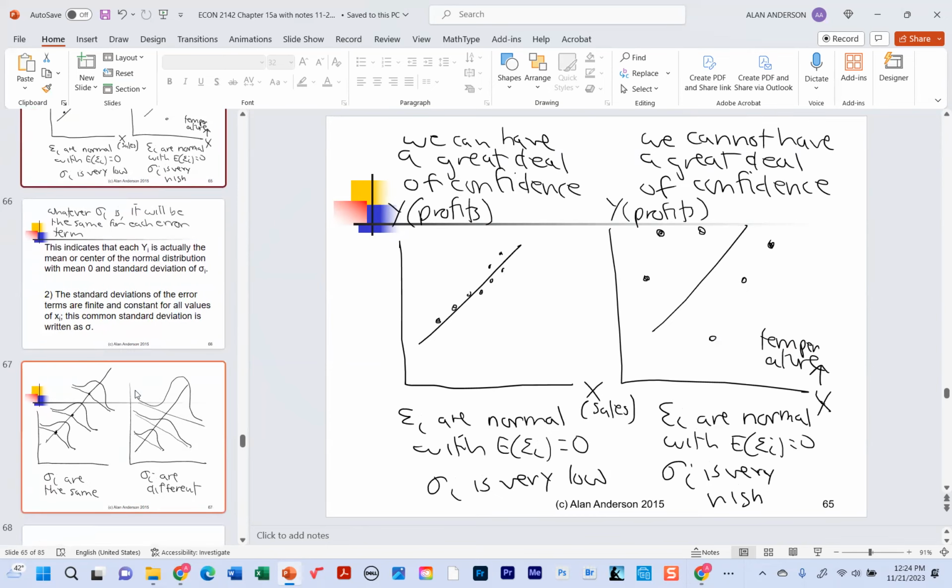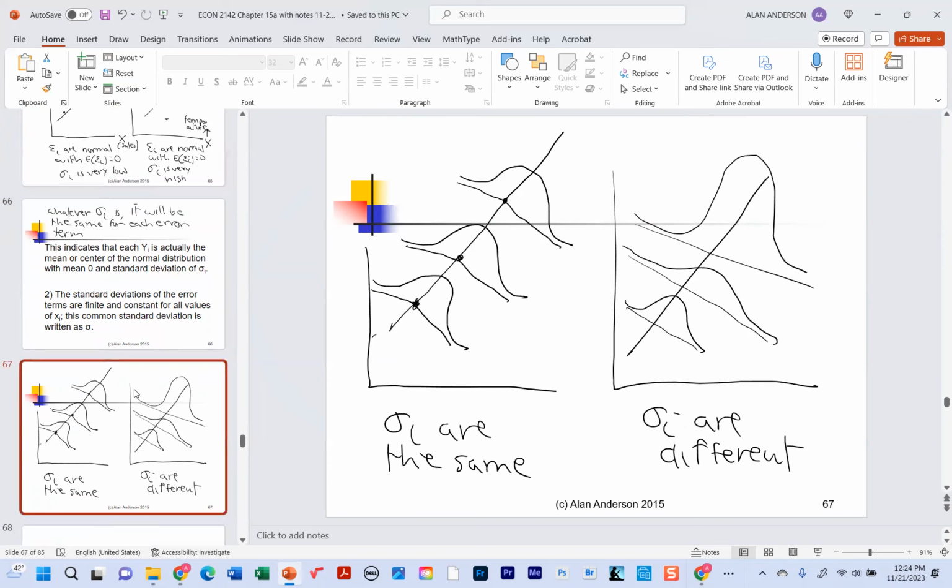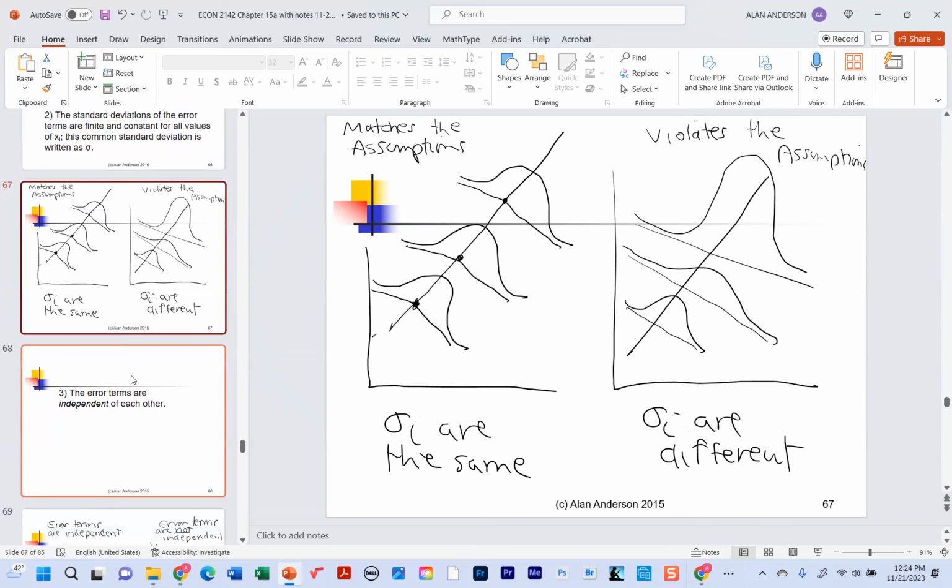All right. Now, here's another good graph to show you the same idea. In the one on the left, the standard deviations are the same, more or less. The one on the right, they're all different. Okay, so this one violates the assumptions. This one meets the assumptions. So the one on the right, if you saw that happening, you'd have to do something different with your regression results.